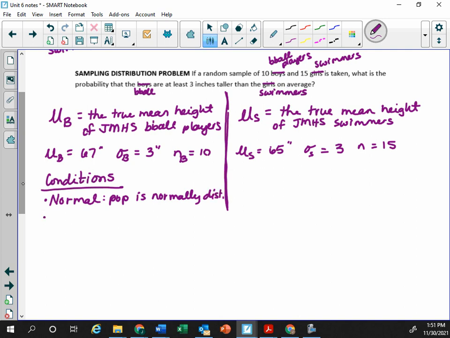Okay, what about random? Stated, yep. Okay, and then we have our new one, independent. Okay. Yeah, so you can't technically play 2 winter sports, right? Okay. So yes, can't be in both groups.